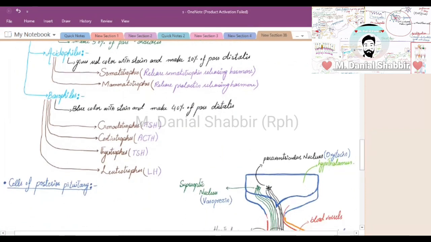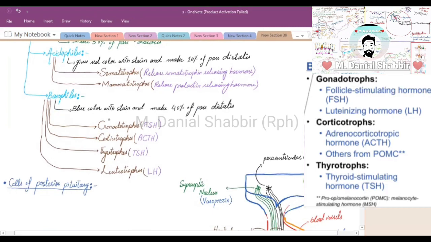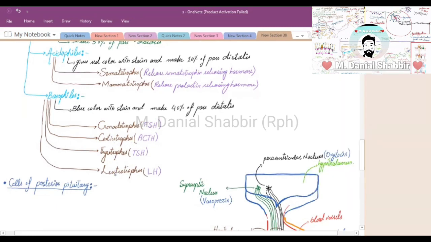These cells show blue color when they are stained, and these cells make 40% of the pars distalis. These cells are again further subdivided into different cells, and the names of the cells are gonadotrophs, corticotrophs, thyrotrophs, and luteotrophs. Okay, similarly gonadotrophs are going to release the hormone FSH, follicle stimulating hormone. Corticotrophs are going to release adrenocorticotrophic hormone, thyrotrophs are going to release TSH, thyroid stimulating hormone, and luteotrophs are going to release luteinizing hormone in case of females. In case of males, they are going to release, I think, ICSH.